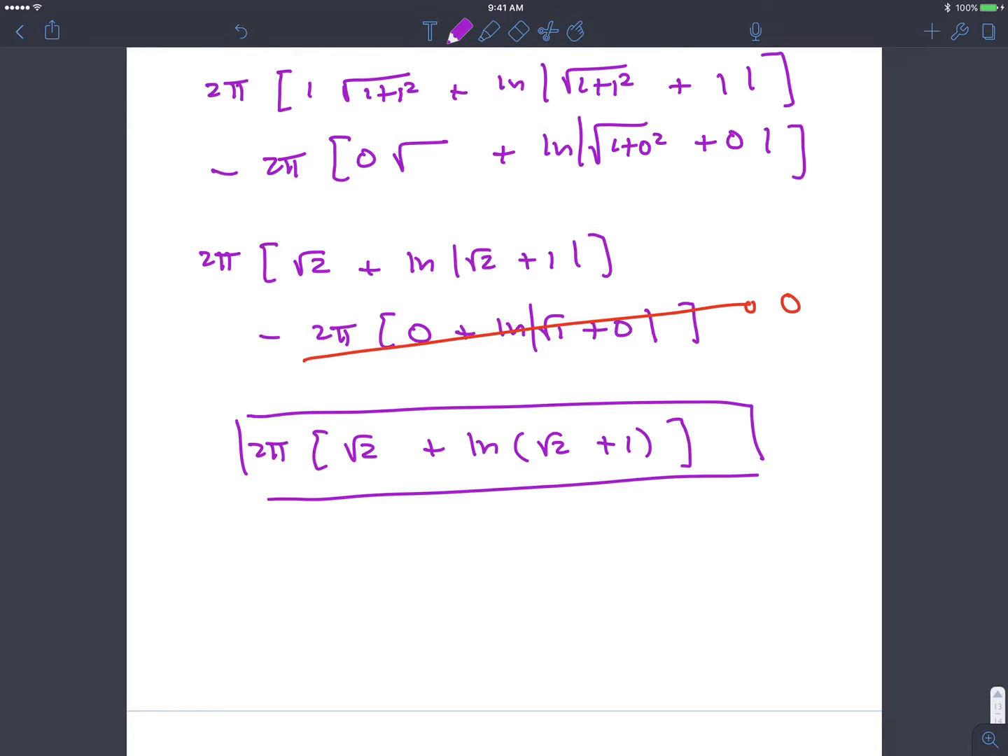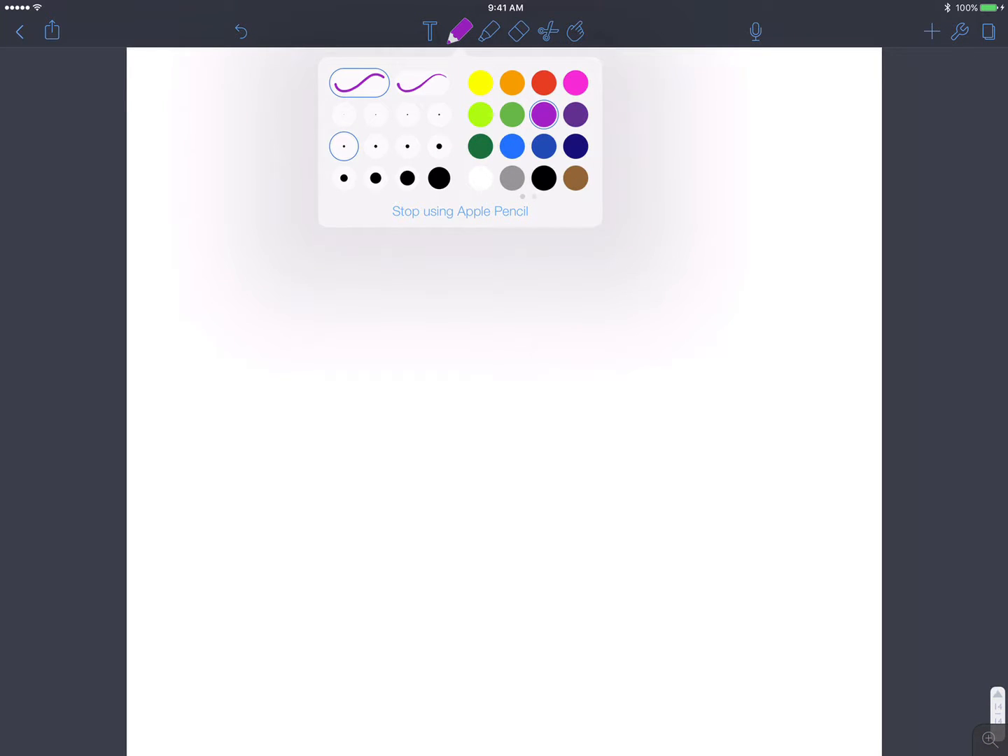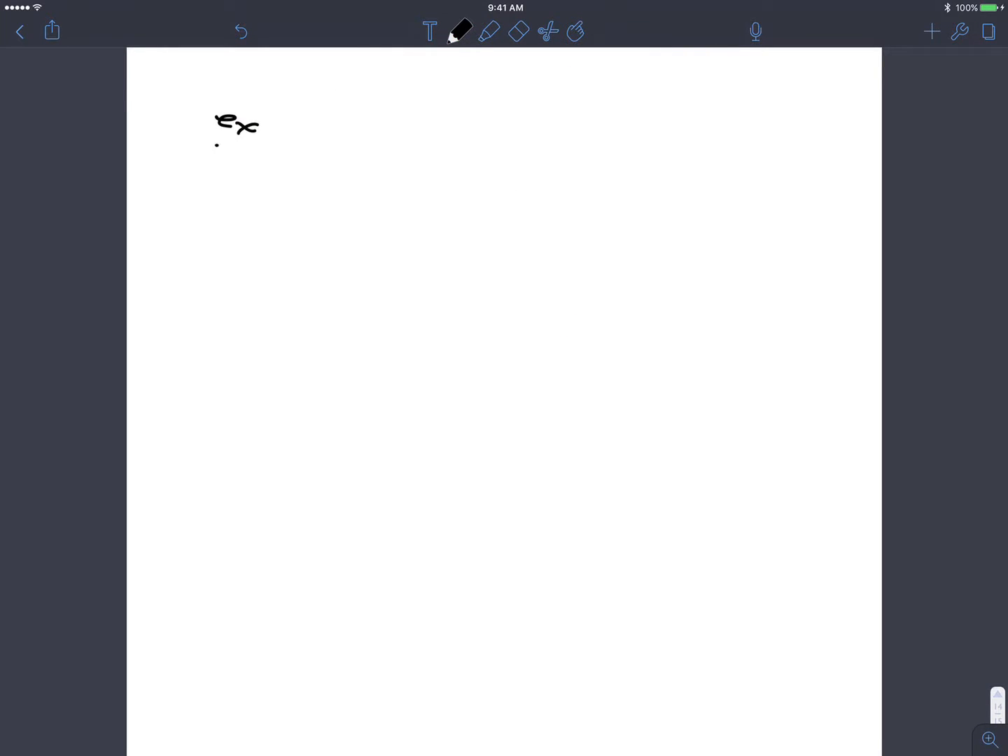I think I'm going to save this one a little bit till later. Okay, let's try this out here. Let's transition a little bit. You guys ready to do a transition? Transition, I said?